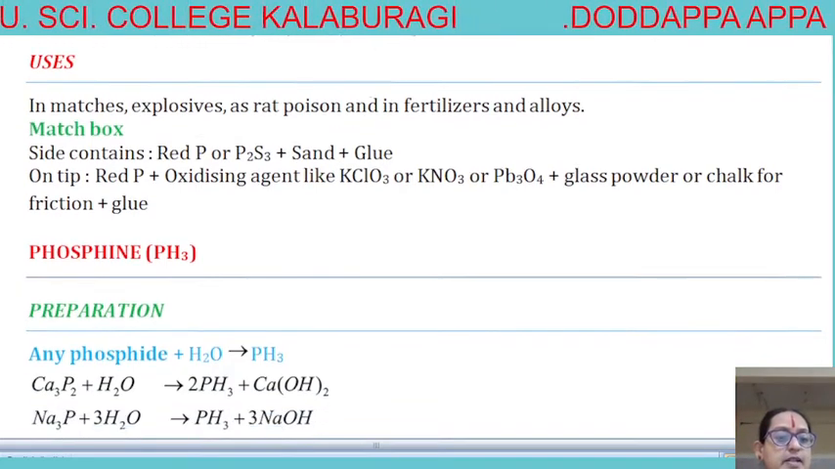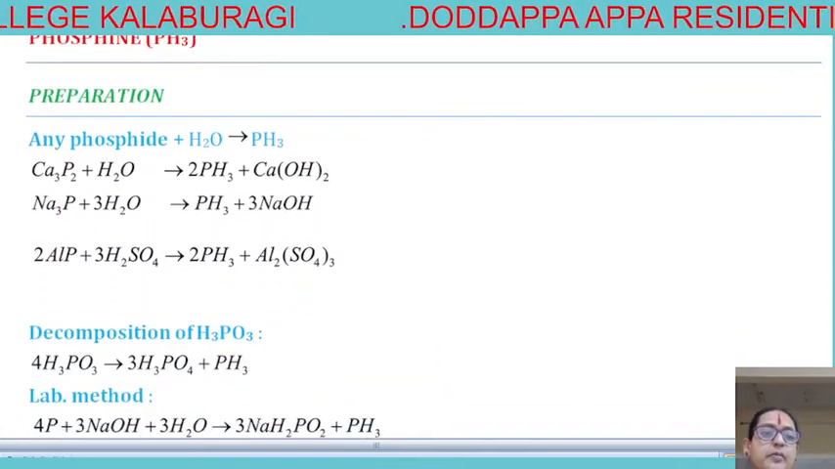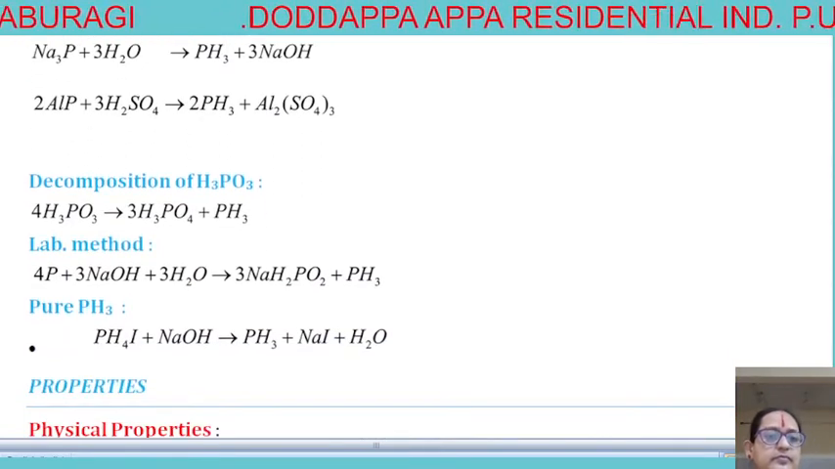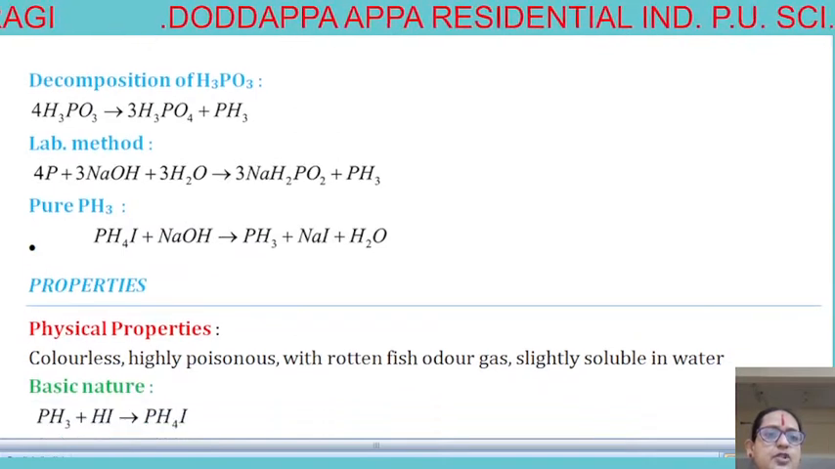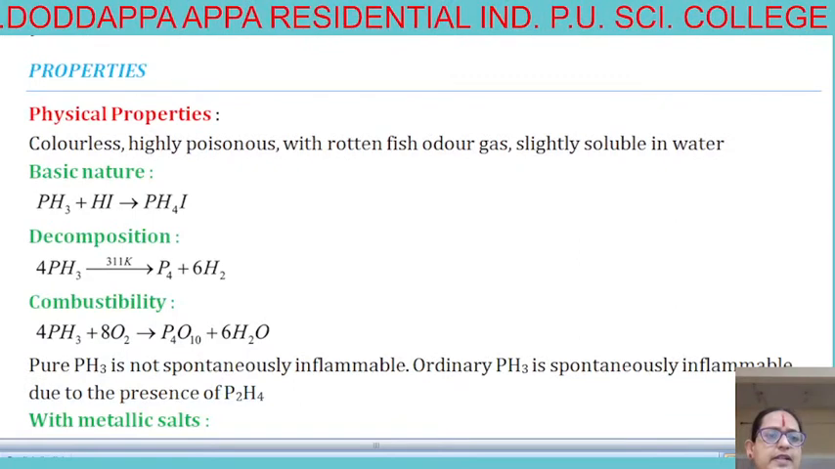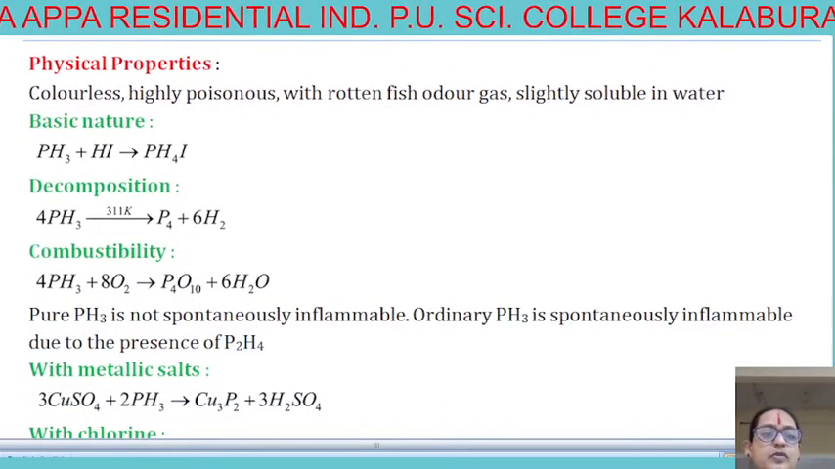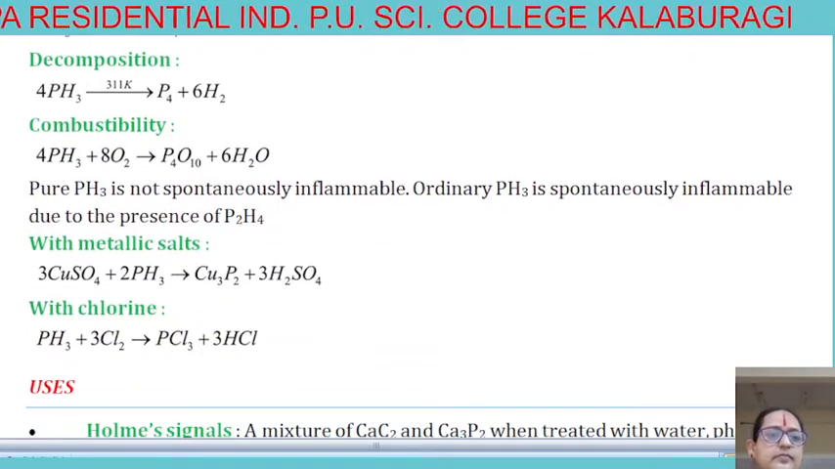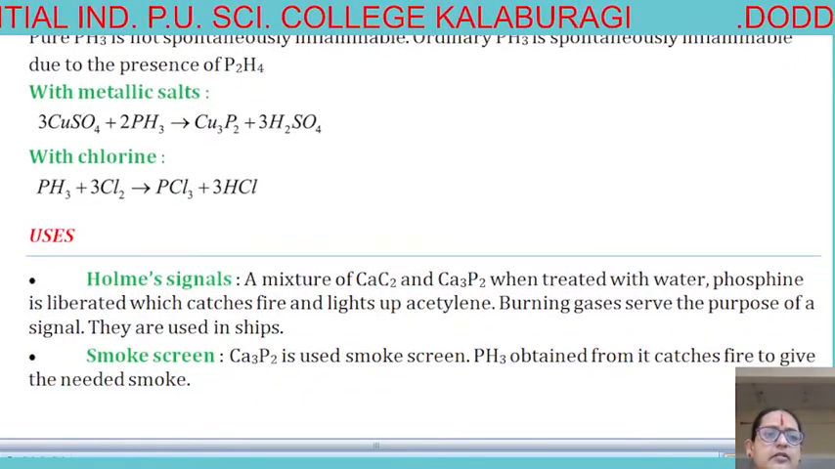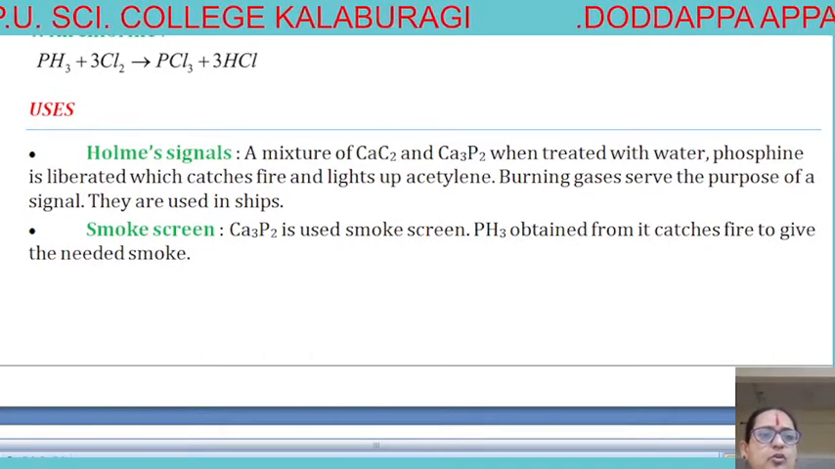One more new compound we have to study is phosphine. Phosphine can be prepared from calcium phosphide and water. Phosphine is formed. The other method is by decomposition of H3PO3. Then we have to study phosphine's properties. It is colorless, highly poisonous with a rotten fish odor, and slightly soluble in water. Its decomposition property: it is combustible and burns. With metallic salts it reacts, and with chlorine it gives phosphorus trichloride.